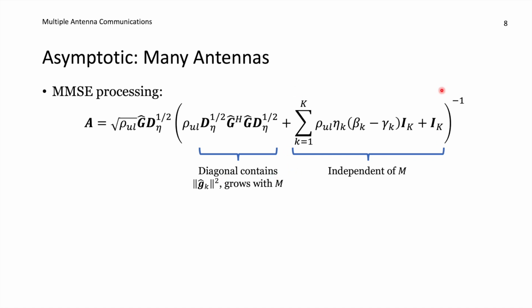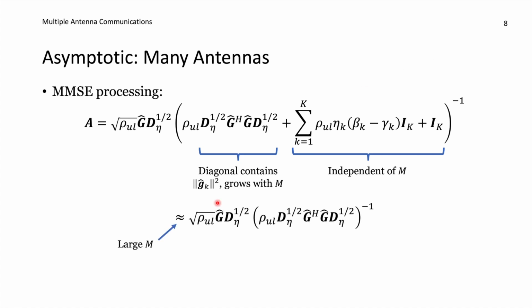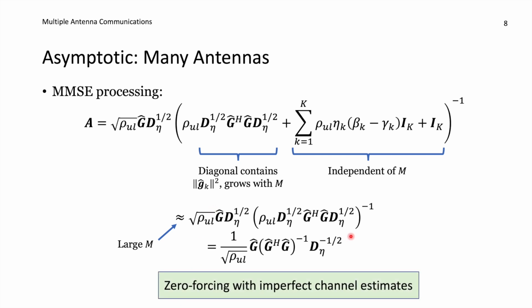The other part of the inverse is a diagonal matrix, scaled identity, containing different terms that are independent of the number of antennas. So if we have a large number of antennas, then the contribution of these terms to the diagonal of the entire matrix here will be smaller and smaller in relative terms, and therefore eventually we can neglect this term altogether. So when we have many antennas, we throw away this term here. What remains is this term here. And if we rearrange in a similar way as before, we pull out the rho uplink, we pull out the eta terms, then we can rewrite it in this form here, which looks very similar to the zero forcing expression that we had earlier.